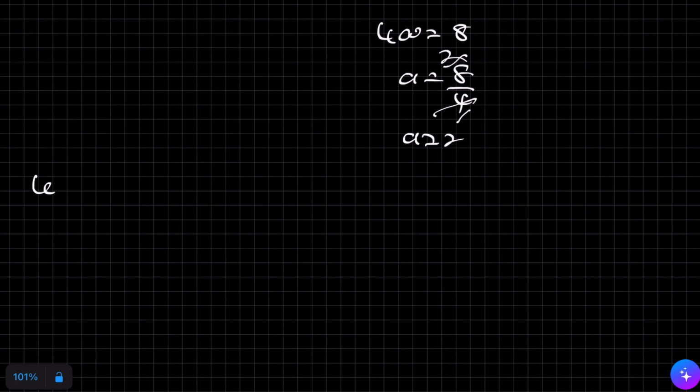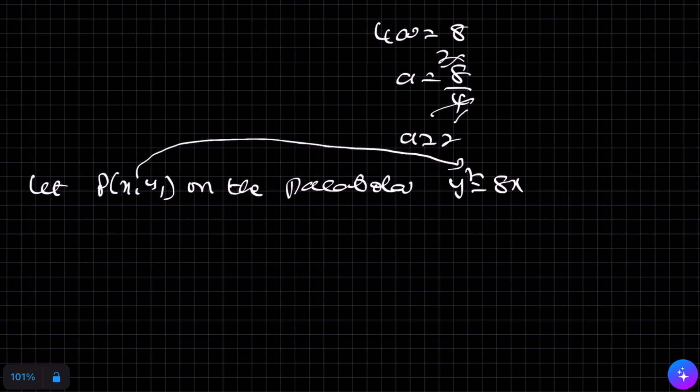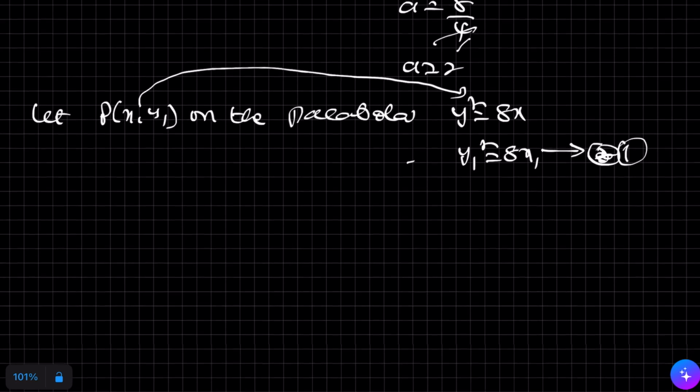Now let us take a point P x1 y1 on the given parabola y square equal to 8x. As the point P x1 y1 lies on the parabola y square equal to 8x, we can take it as y1 square equal to 8x1. Let us take it as equation 1.